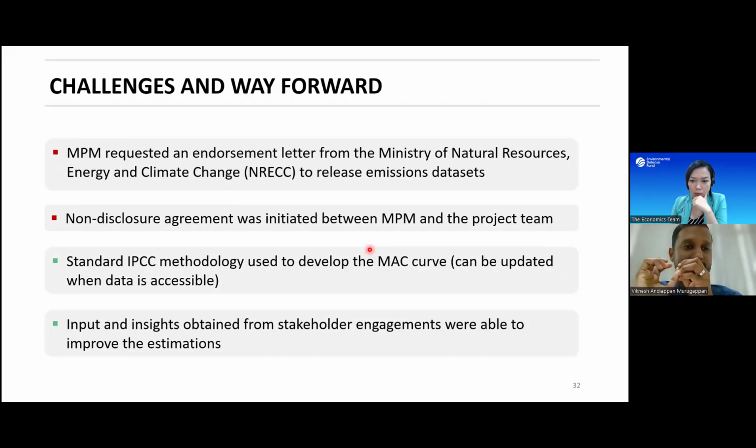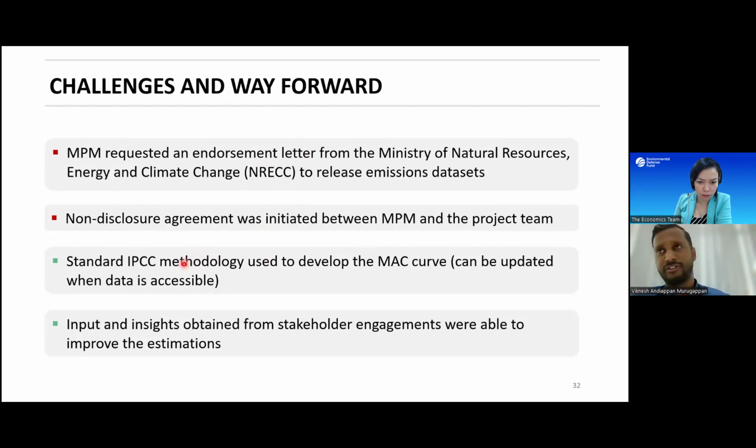What we noticed was MPM requested an endorsement letter from the ministry, as I mentioned earlier. But of course, this requires time. There was also a non-disclosure agreement initiated between MPM and the project team, which we really pushed to get through. But without the endorsement, we were not able to close this completely. Our methodology is from the IPCC's methodology, but certainly it can be updated once the right data comes into the picture.